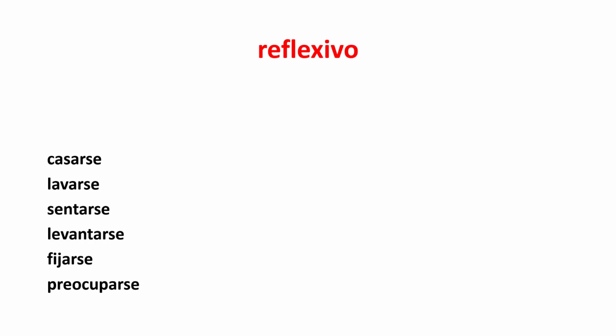The words on the following list are all reflexive verbs. Casarse, for example, means to get married. Lavarse is to wash yourself. Sentarse is to sit down. Levantarse is to stand up. Fijarse means to check something out. Preocuparse means to be worried. Notice that each one of these verbs has the pronoun se attached to the end of the infinitive. Se simply means oneself. So the first verb is to marry oneself, to wash oneself, to sit oneself, to stand oneself, to check oneself out, and to preoccupy oneself.